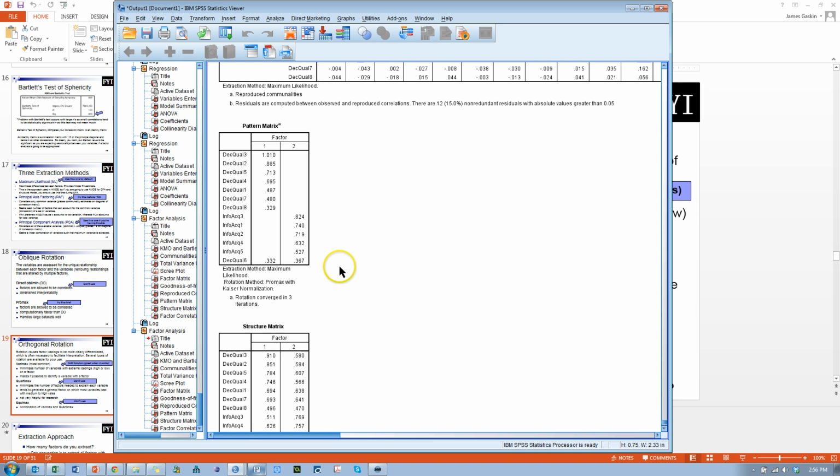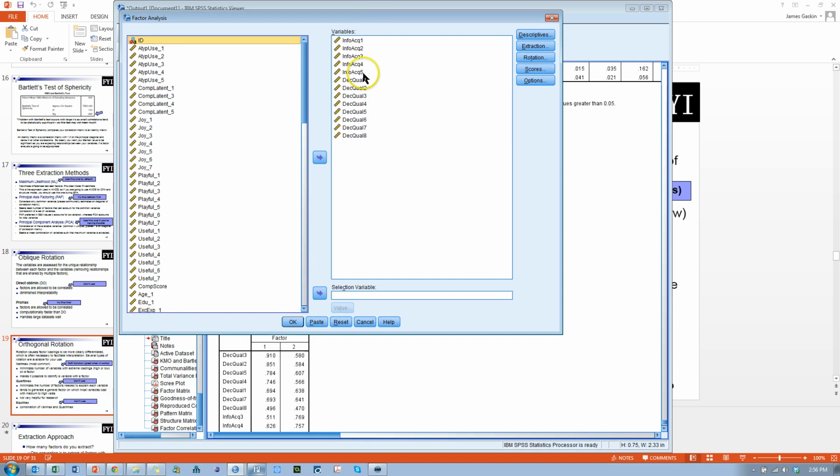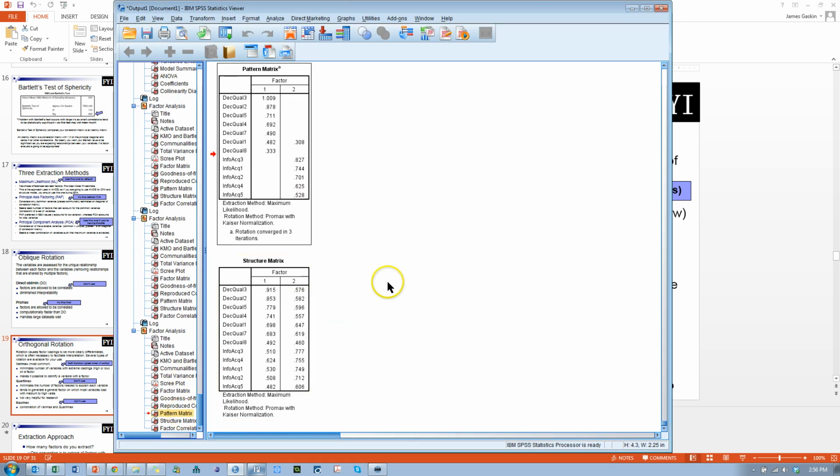Actually, they load fairly well, except decision quality 6. Oh, and 8. So what I would do is get rid of 6, because 6 is obviously the one that's causing the correlation between information acquisition and decision quality. So I'm going to drop 6 right now. That was decision quality 6. Adios. Run again. Jump straight to the pattern matrix.